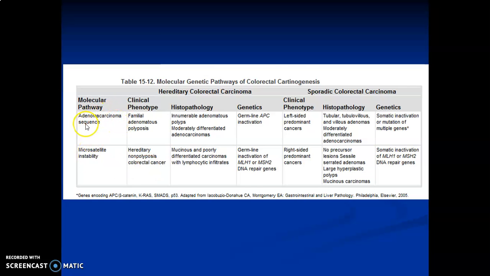And in the adenoma-carcinoma sequence, the clinical phenotype is familial adenomatous polyposis, and the carcinomas are moderately differentiated adenocarcinomas due to germline APC inactivation. And sporadic colorectal carcinomas are left-sided carcinomas. Histopathology includes tubular, tubulovillous and villous adenomas, and moderately differentiated adenocarcinoma.